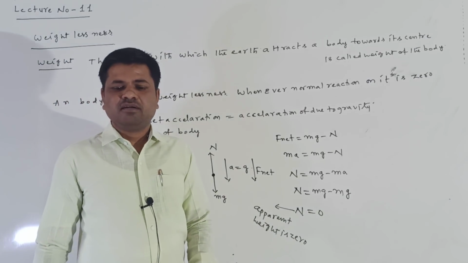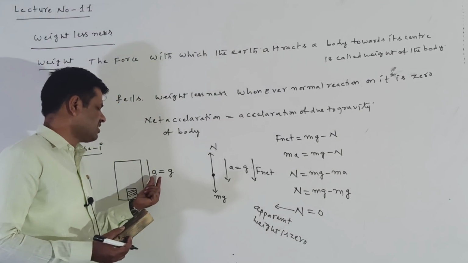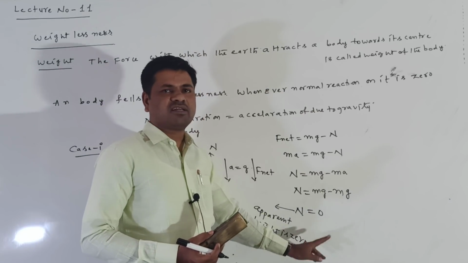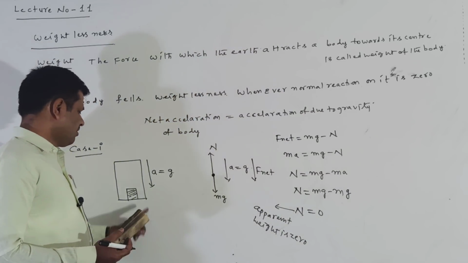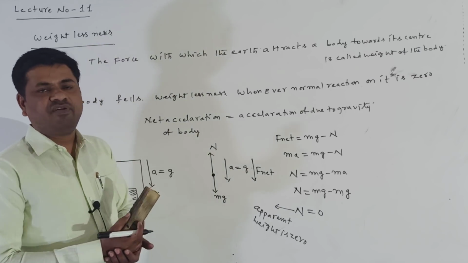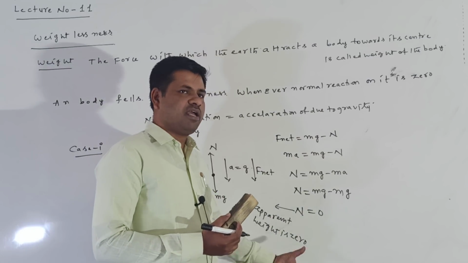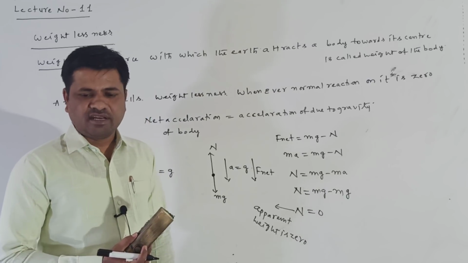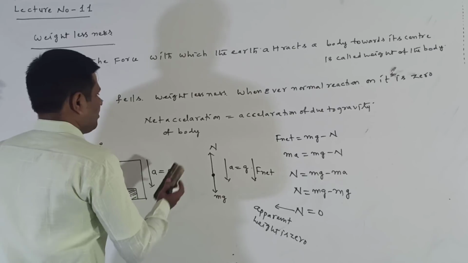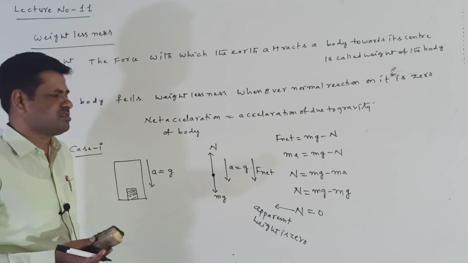When the body is placed in a freely falling lift, acceleration a equal to g. In this case, normal reaction is 0. The lift is under free fall, so normal reaction is 0, and the body feels weightlessness. This is case 1, or the first example we have considered.